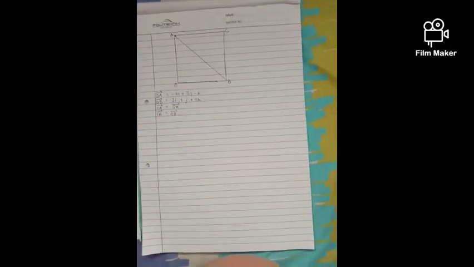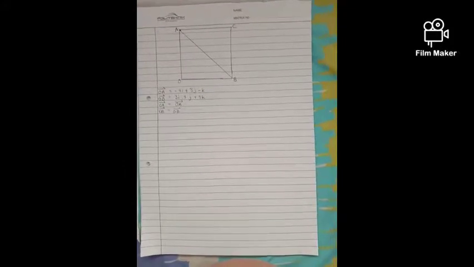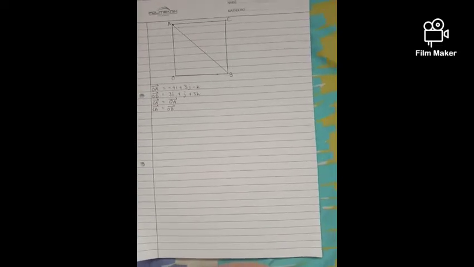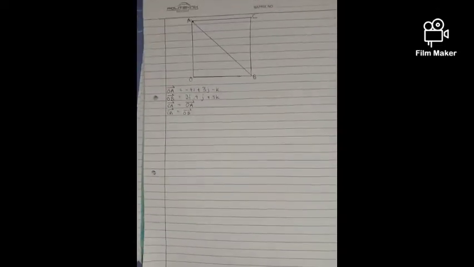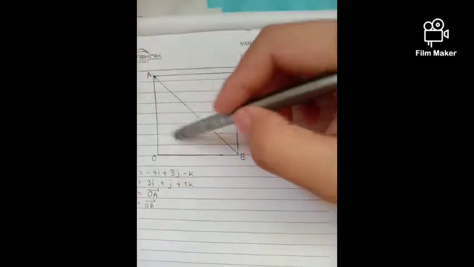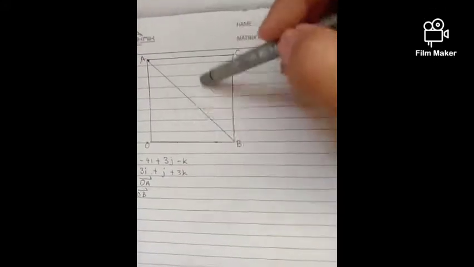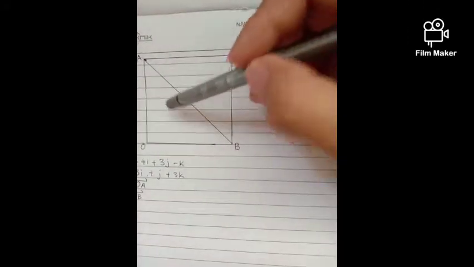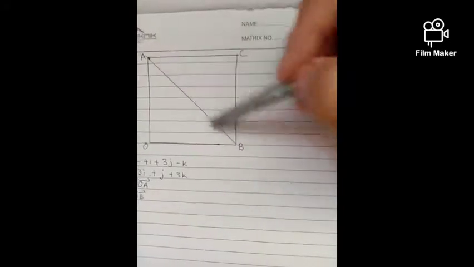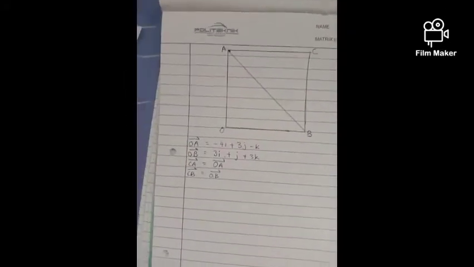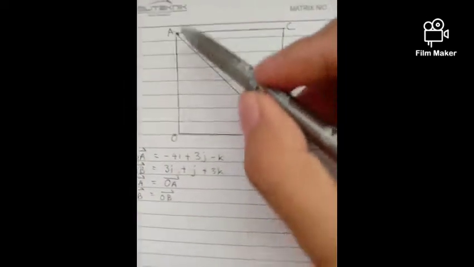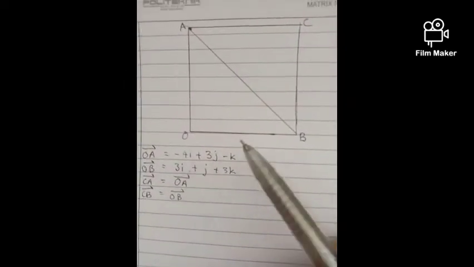Okay, my name is Ronald Gadion, and today I'm going to show step by step how to use vector in carpentry. So imagine this is the area of the window that we need to cut, and to use vector we will divide it by half. So this is a square, and OA equal to this and OB equal to this.